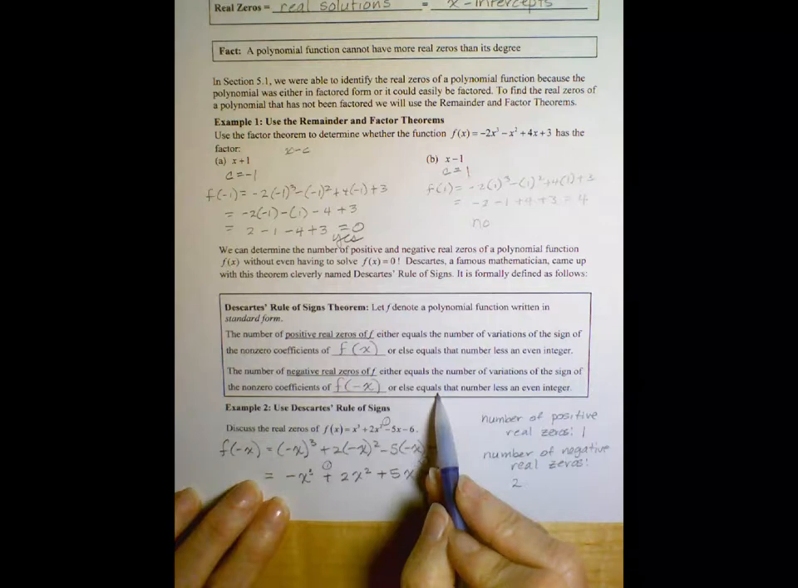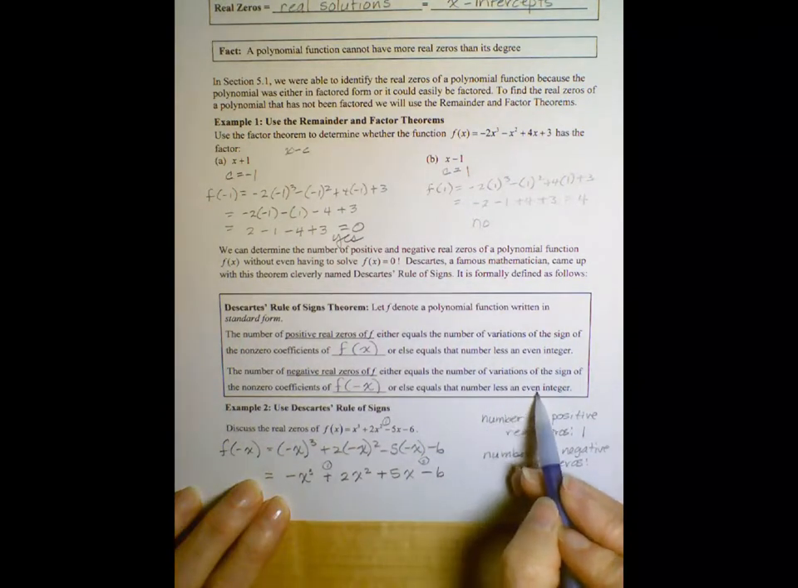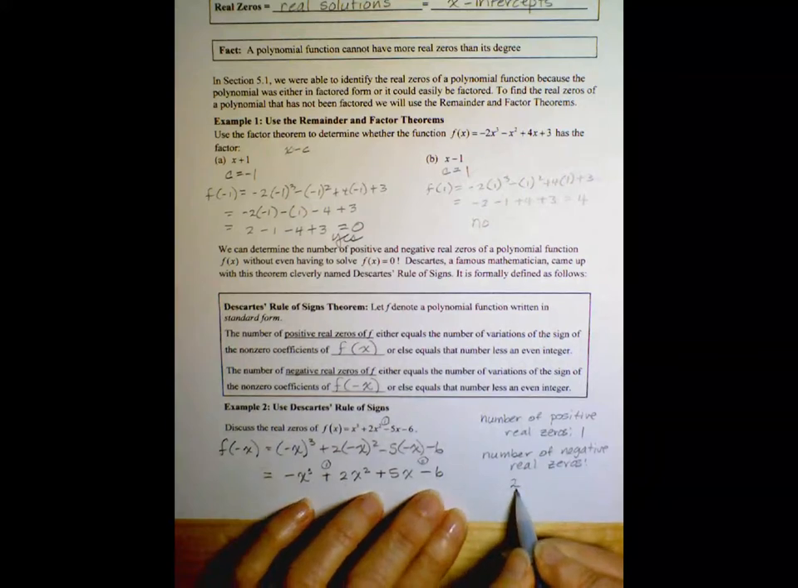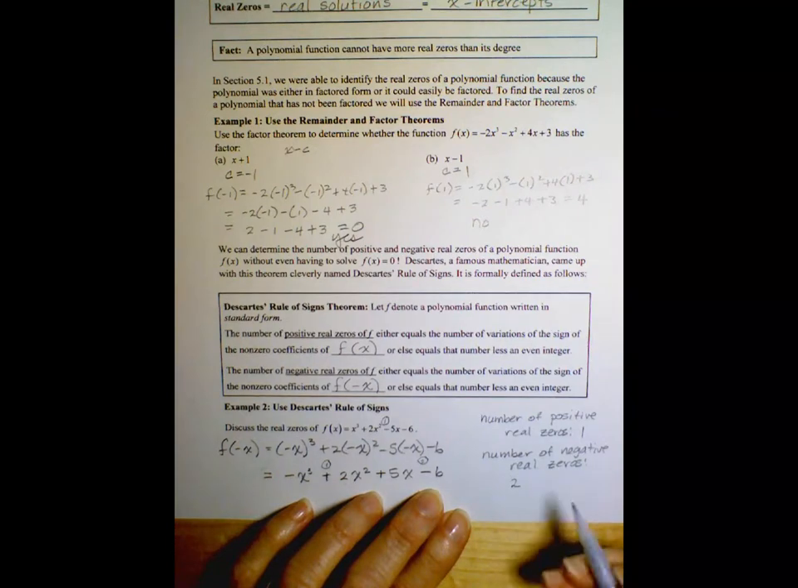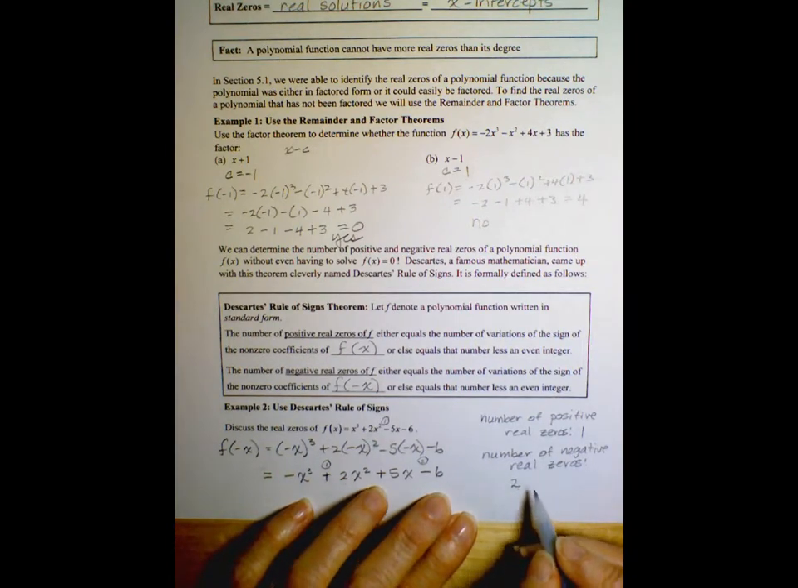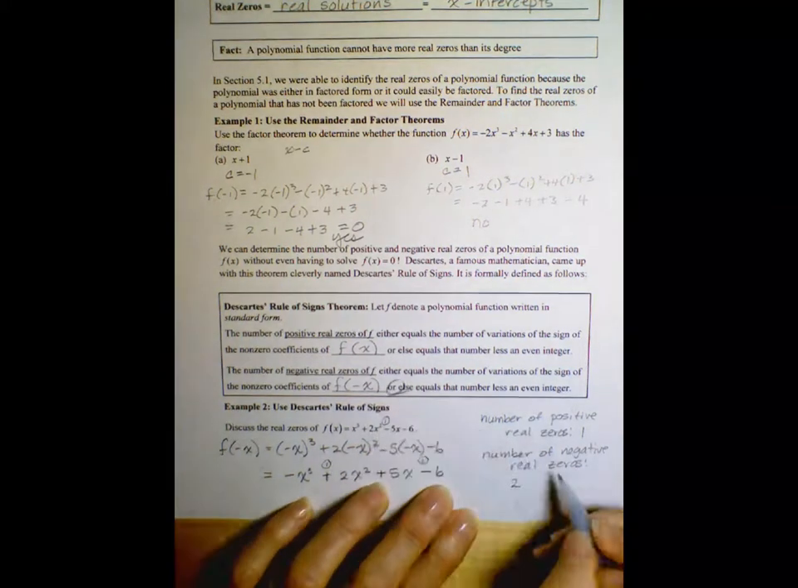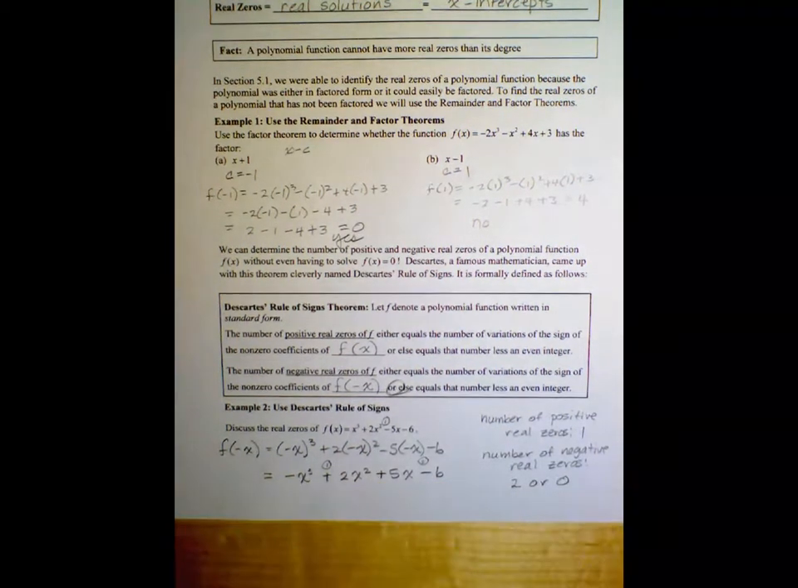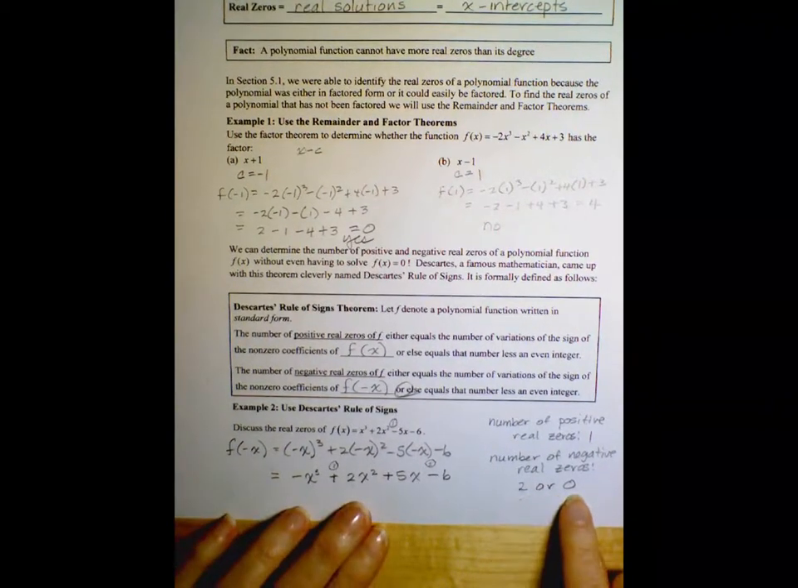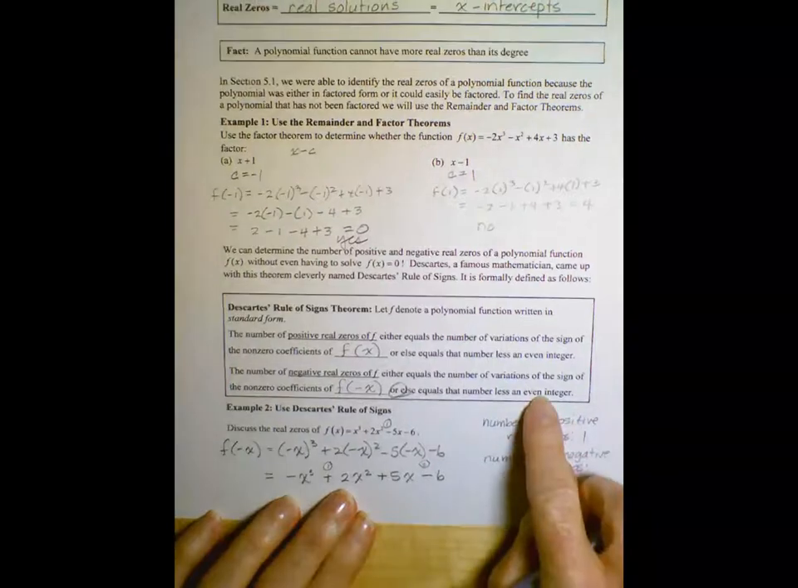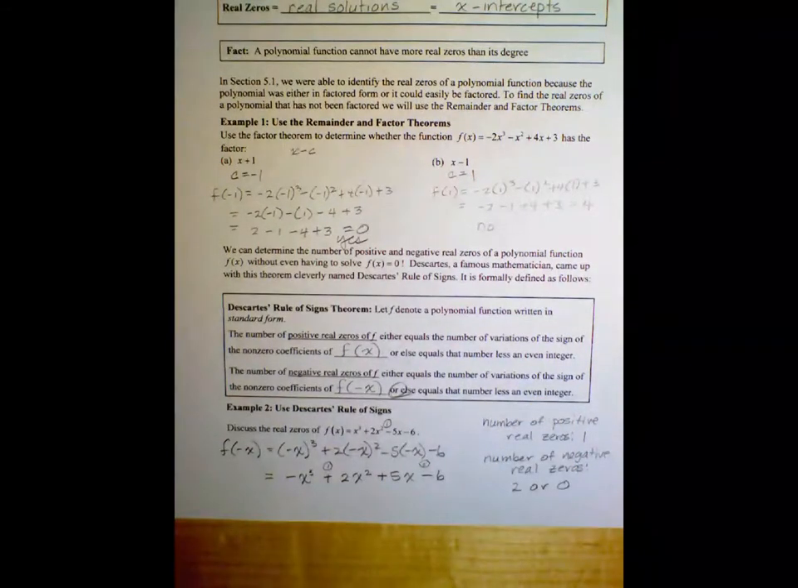But it said, or else that number minus an even integer. Okay, so the only even integer I could subtract from 2 would be 2. I can't subtract 4, but I can subtract 2, and say it's either 2 or 0. 2 minus 2. Why an even integer? Well, the reason for that is if we did have some non-real zeros for the polynomial, they come in pairs. They come in conjugate pairs, remember? So they don't come individually, they come in pairs.